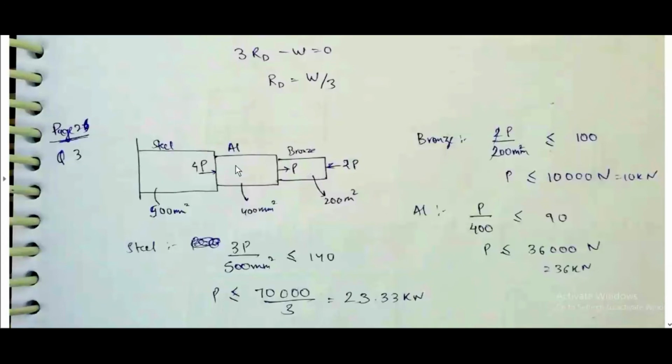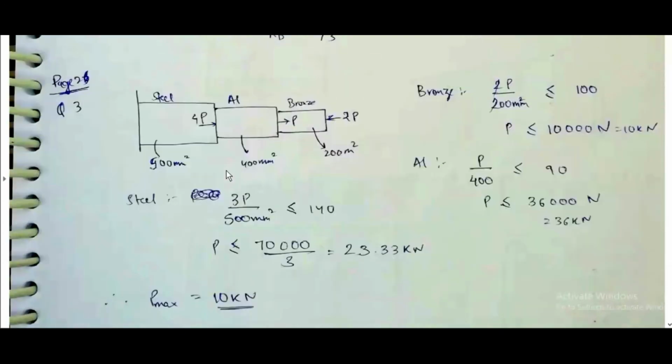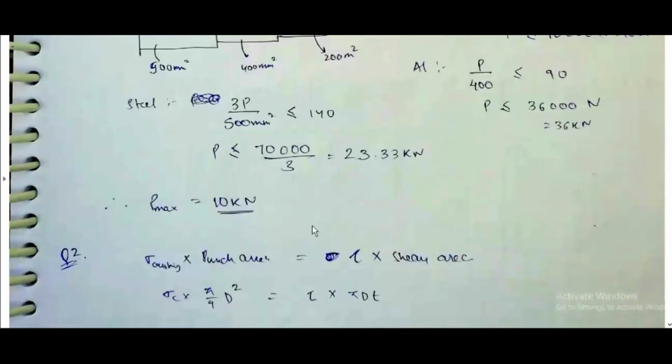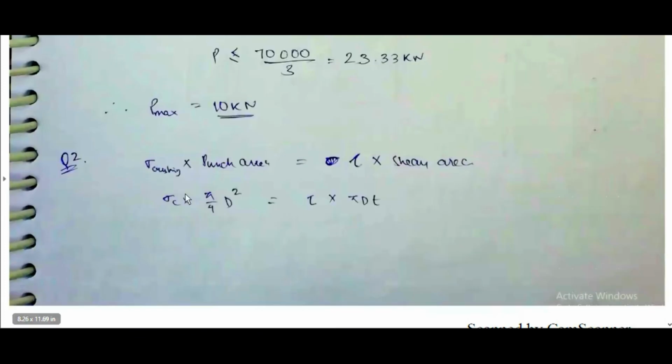From the workbook, a similar question has been taken, and some stress conditions are given, so from that Pmax is given. Another question: sigma crushing into punch area is equal to tau into shear area. Sigma c into pi by 4 d square is equal to tau into pi d t.